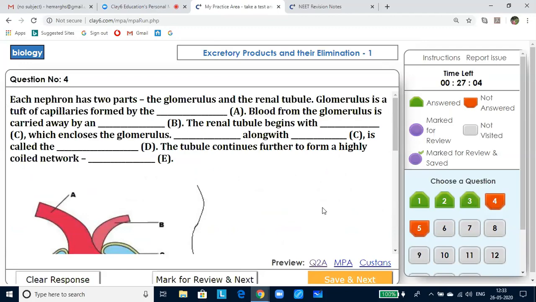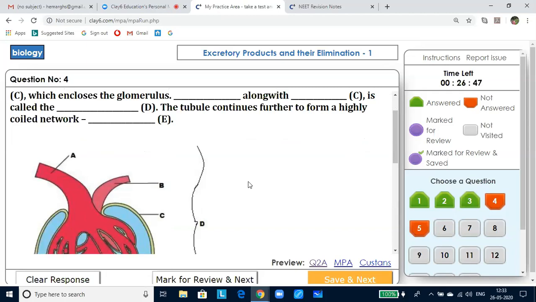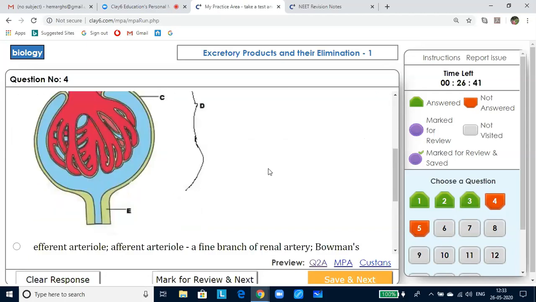Each nephron has got two parts, the glomerulus. Glomerulus is a tuft of capillaries formed by the dash. Blood from the glomerulus is carried by dash and dash. The renal tubule begins with dash which encloses the glomerulus along with dash is called the dash. Tubule continues further to form a highly coiled network.